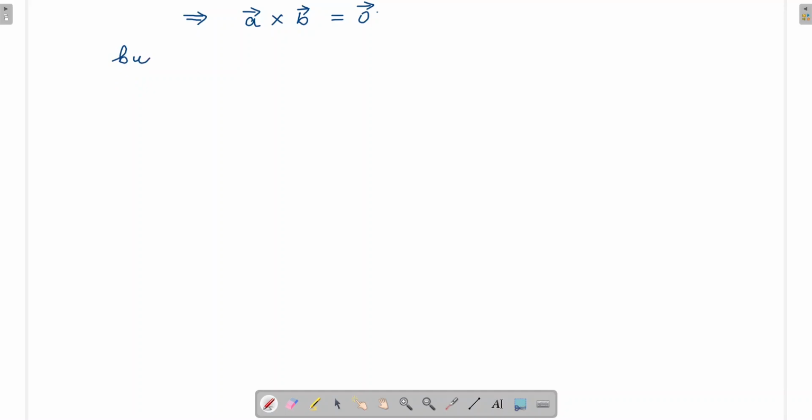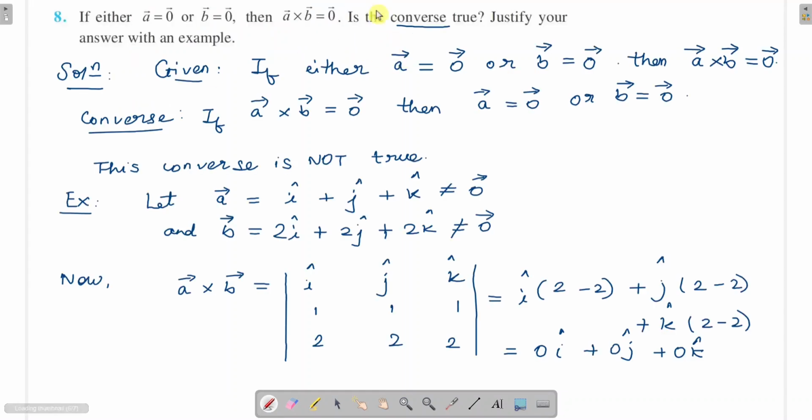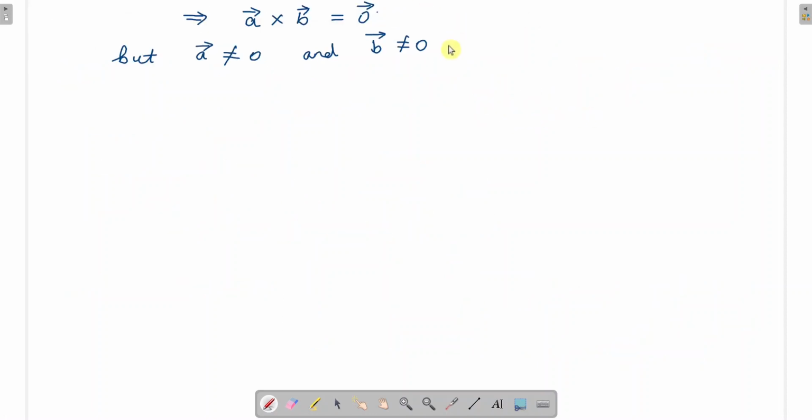But a bar is not equal to 0 and b bar is not equal to 0. Okay, so the converse is not true, right? We should have got a bar equal to 0 bar or b bar equal to 0 bar. Okay, so this is an example here. So that is the solution.